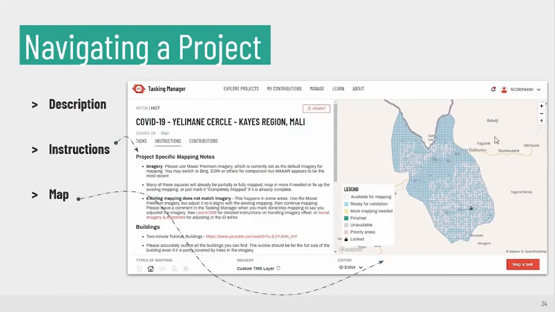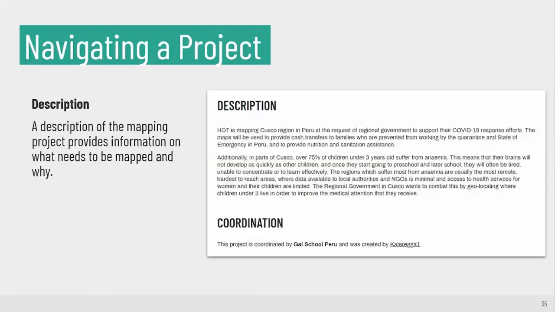And now this is the area. This is the project area that you're supposed to map. And now you can see the legend to tell you which areas have not been mapped, which ones have been finished, which ones have been validated. The project description. It's also important to go through the project description to understand what the project needs.